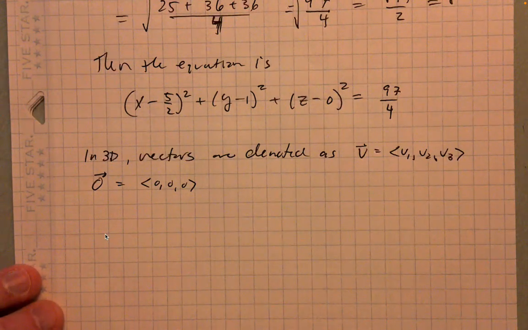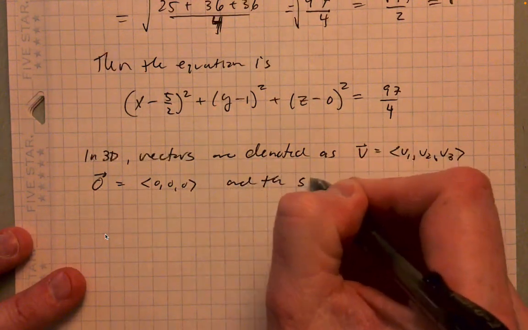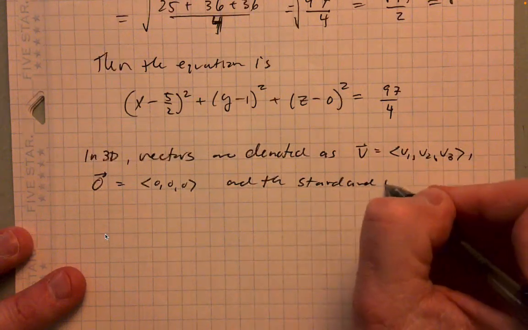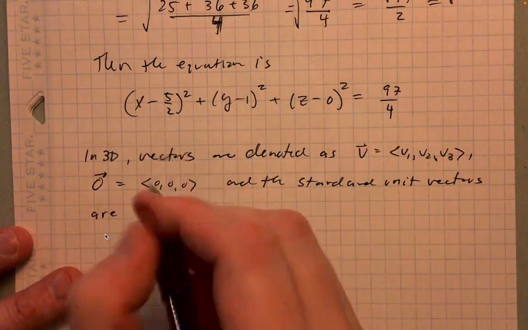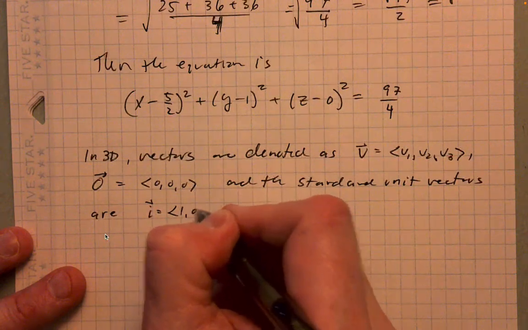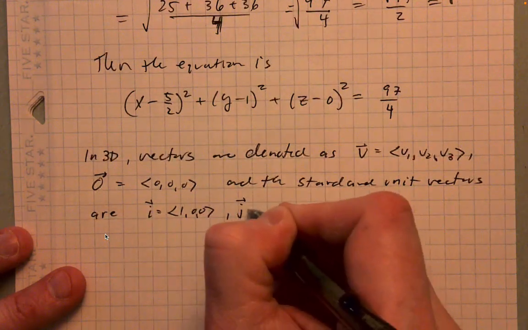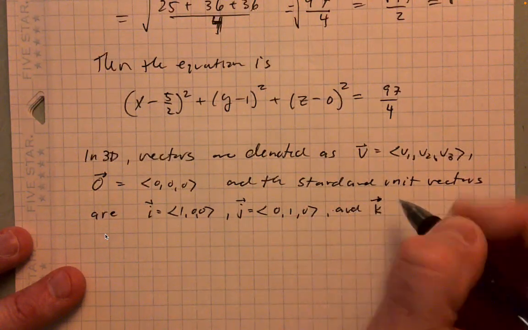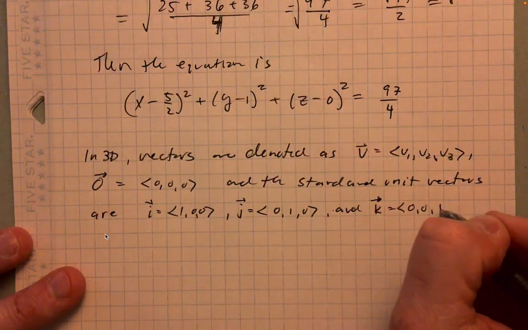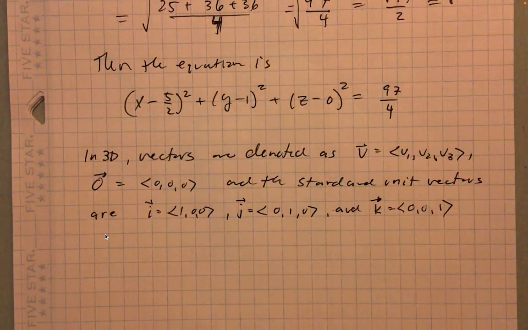Okay, and the standard unit vectors are, we have the i vector, which is 1, 0, 0, the j vector, which is 0, 1, 0, and now we have the k vector, which is 0, 0, 1. Okay, so we've got the k vector now in addition to the i vector and the j vector. Now notice in 3 dimensions, i and j have 3 components, not 2 components like they did in 2 dimensions. Okay, but otherwise they're the same.